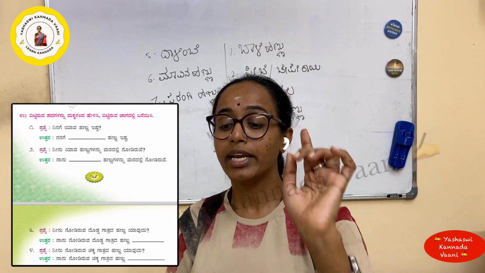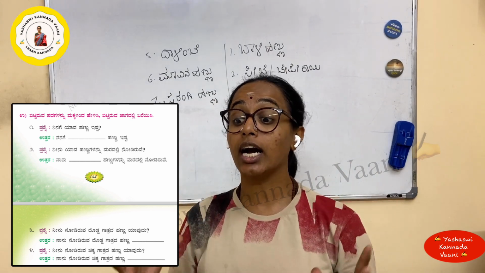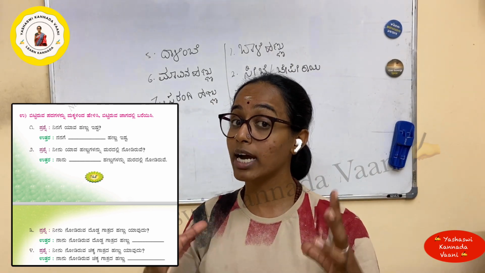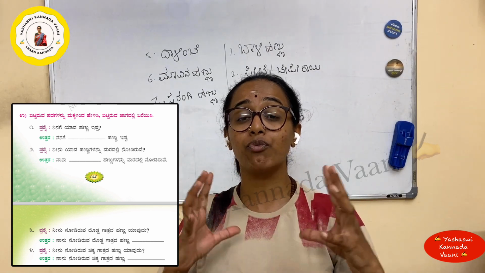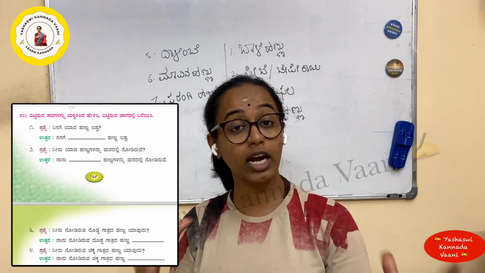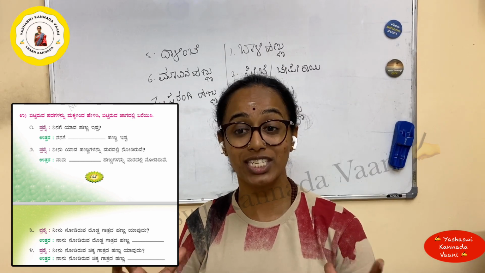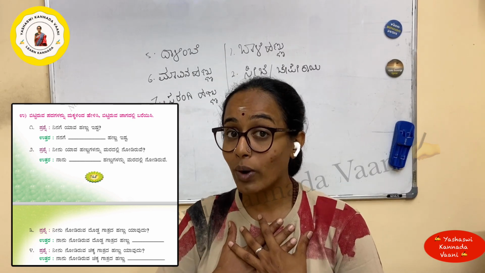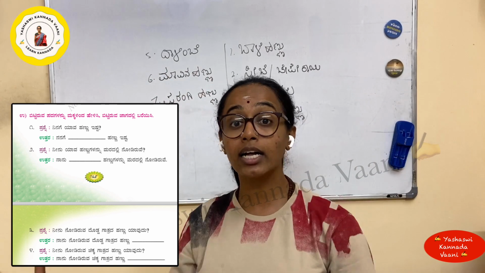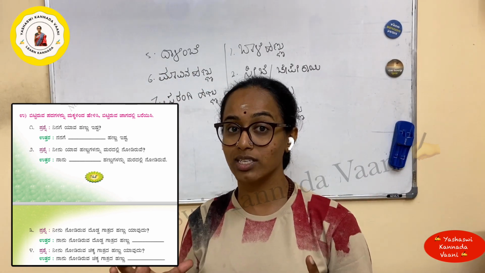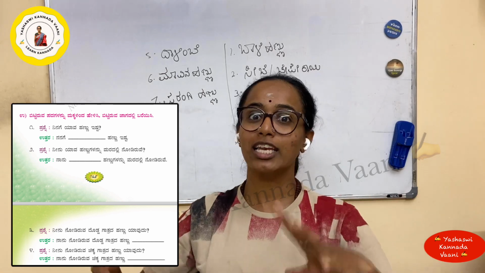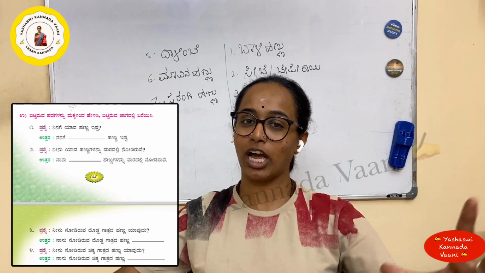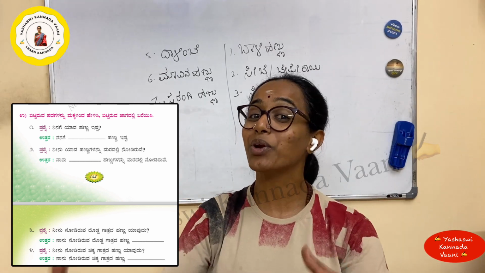Third question, ನೀನು ನೋಡಿರುವ ದೊಡ್ಡ ಗಾತ್ರದ ಹಣ್ಣು ಯಾವುದು? ದೊಡ್ಡ is a big one, ಗಾತ್ರ is a size. So which is the big fruit that you have seen? ದೊಡ್ಡ ಗಾತ್ರದ ಹಣ್ಣು, big size fruit, which is that? ನಾನು ನೋಡಿರುವ, the one I have seen, ದೊಡ್ಡ ಗಾತ್ರದ ಹಣ್ಣು, the big size fruit is which one? ನಾನು ನೋಡಿರೋದು jackfruit, ಹಲಸಿನ ಹಣ್ಣು. I have seen the big jackfruit. Okay, so write down your favorite fruit.